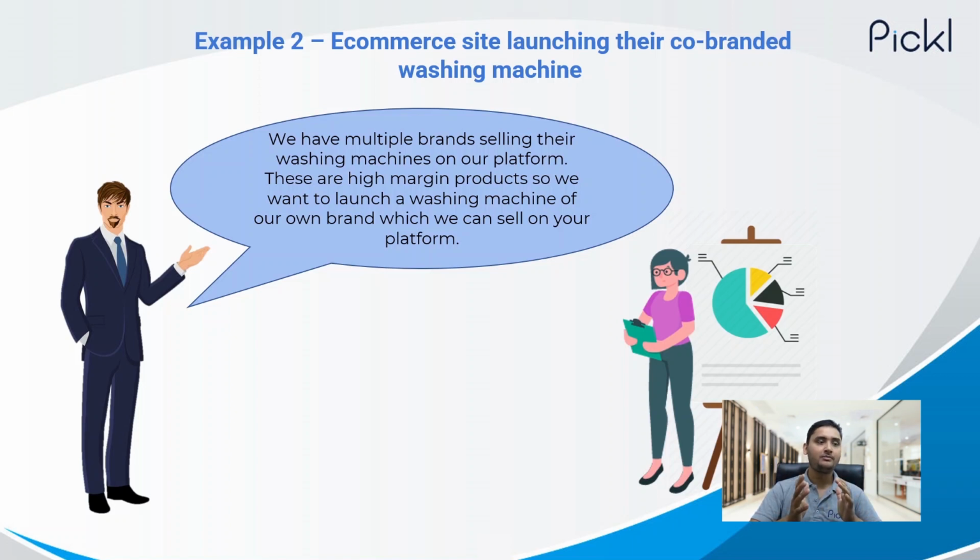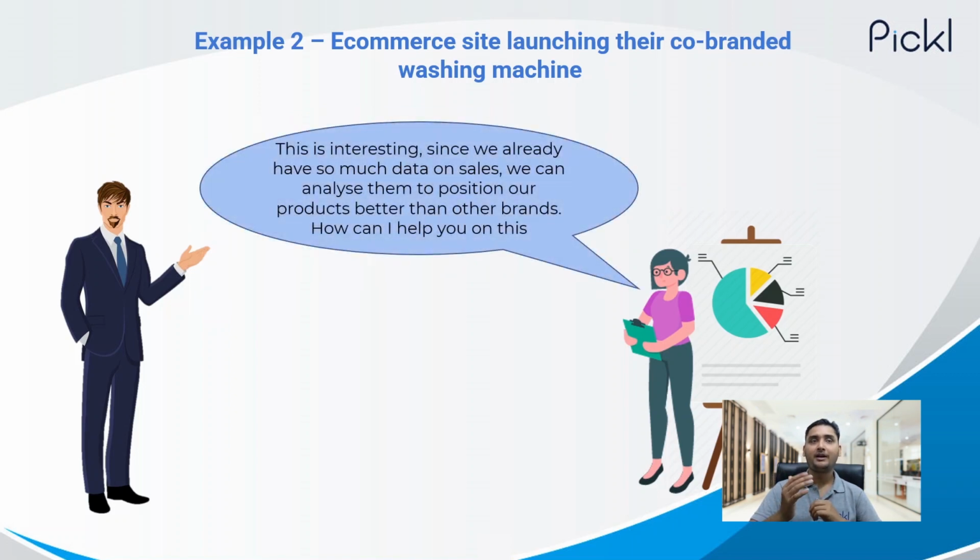These are very high margin products. So we want to launch a co-branded washing machine on our platform. Before going forward, let's try to understand what a co-branded product is. A co-branded product is a new brand of product that is launched on the e-commerce platform. But this brand is completely owned by the e-commerce platform. So they are completely owning the production and the sourcing of the washing machines, and that is why they are eliminating the middlemen and they can get higher margin on the products that they sell on the platform.